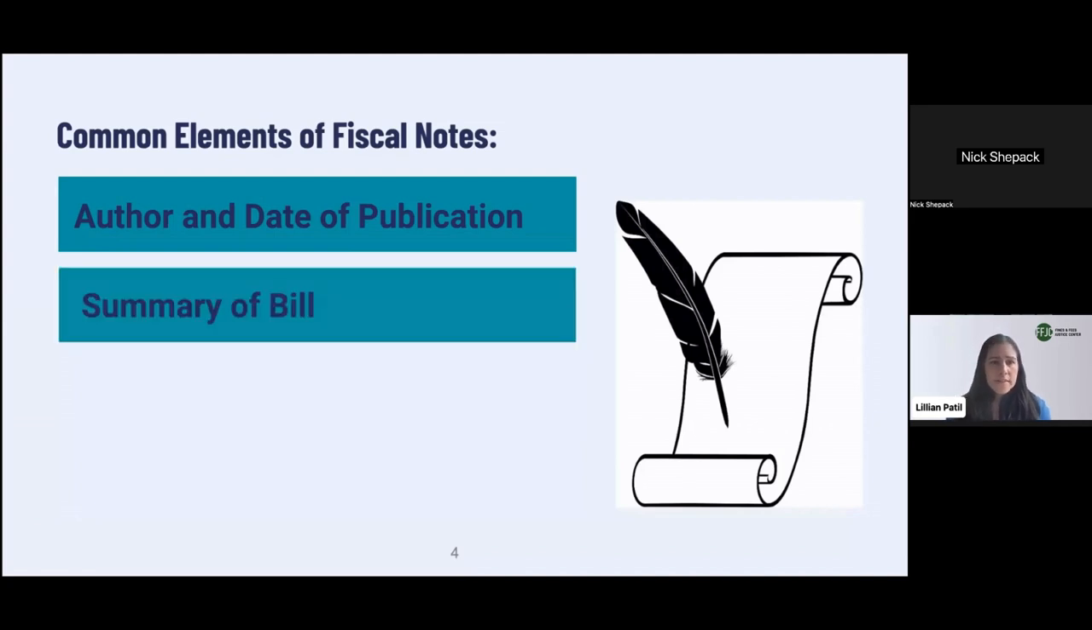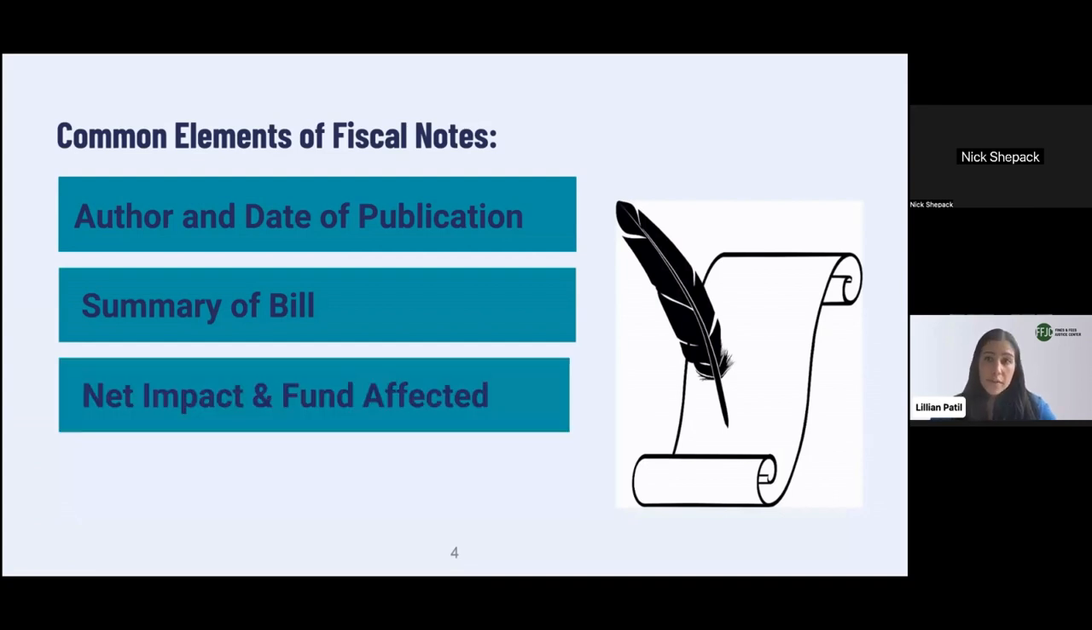Then you'll usually see in fiscal notes a quick summary of the bill itself. This is a really handy tool. I often will go into fiscal notes just not even for the fiscal stuff yet, but just to understand what's going on in a particularly thorny or long piece of legislation, because they generally have really nice, concise paragraphs that give you a really quick hit of what all is happening in the bill.